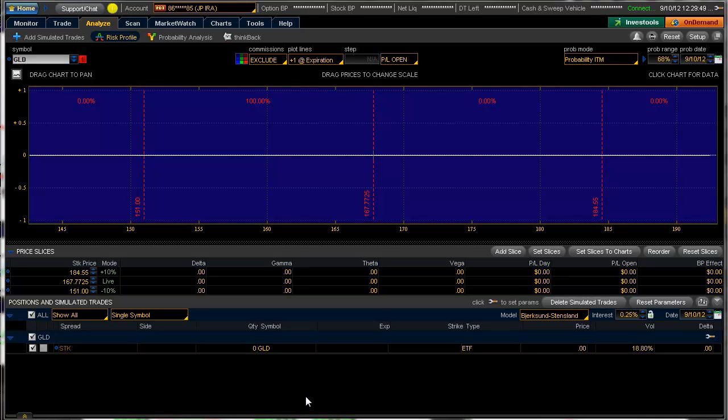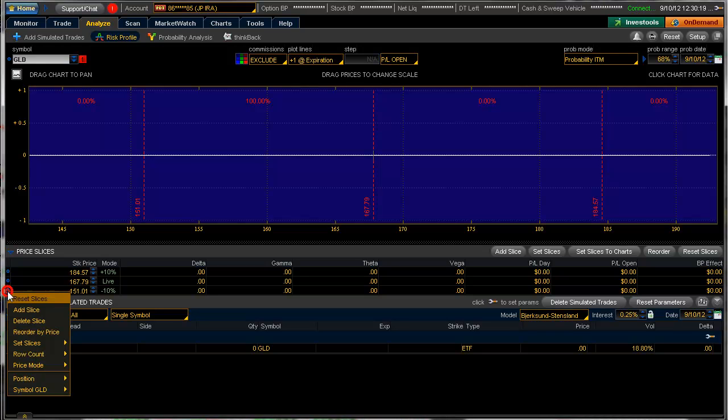So the first thing I want to do is set my price slices, which is in this box here. I want two prices: the price then, and the live price right now. The market's open. What is it? It's Tuesday, right? Or is it Monday? No, it's Monday, September 10th. Okay, it's Monday, September 10th.